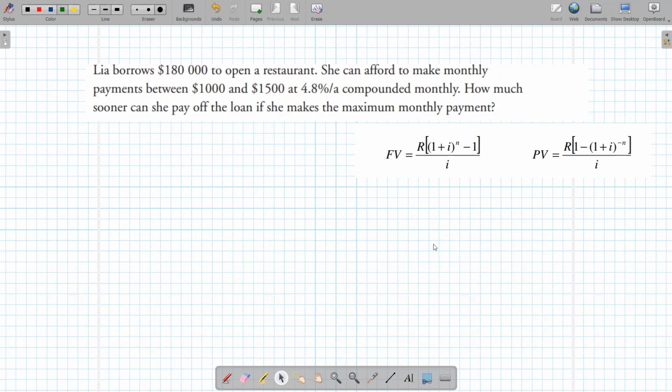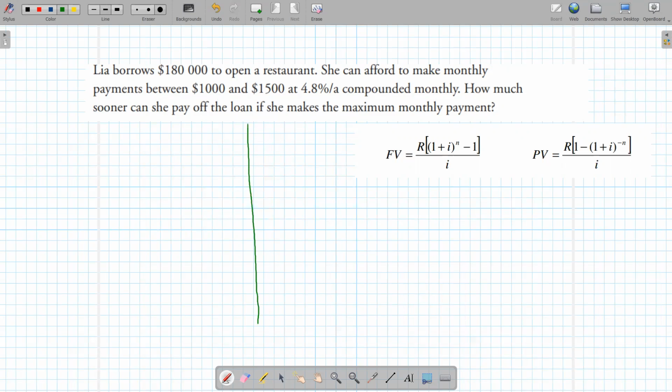What do you think? Is it present value? It is a present value, because she's already borrowed that money. She's not trying to save up for anything. All right, so again, we're going to compare two things. How much sooner can she pay off the loan if she makes the maximum monthly payment?